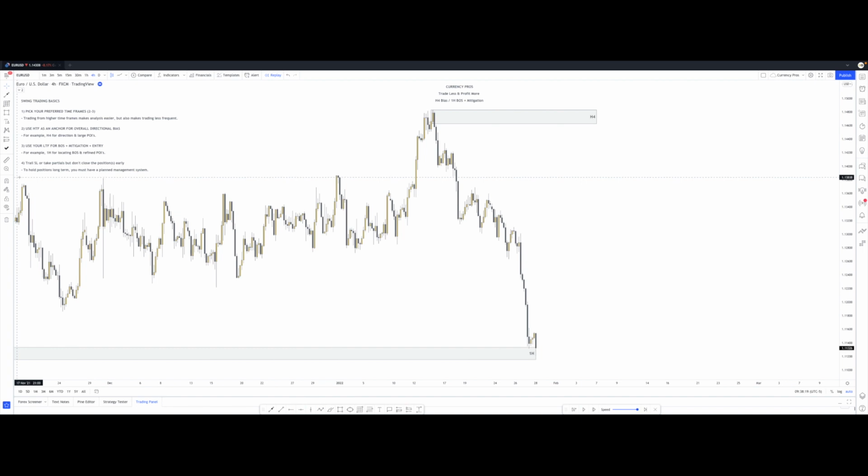So just to clarify, as I said, you have to trail your stop loss or take partial profits, but don't close the position or positions early. Okay, you have to have a planned management system. We can go over that in detail throughout the trading example that I'm going to go through today. But for now, I just wanted to briefly run through these tips. And let's get into the analysis side of this.